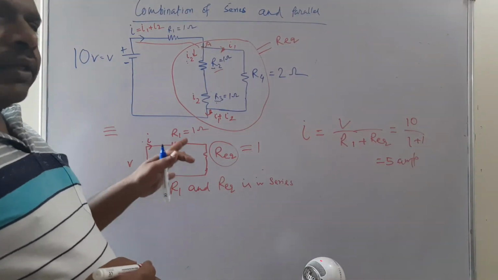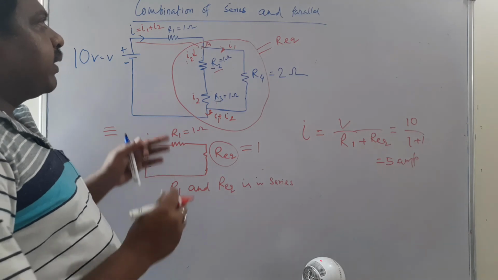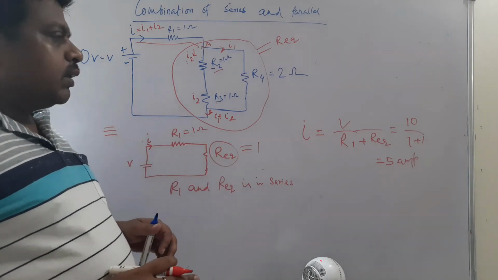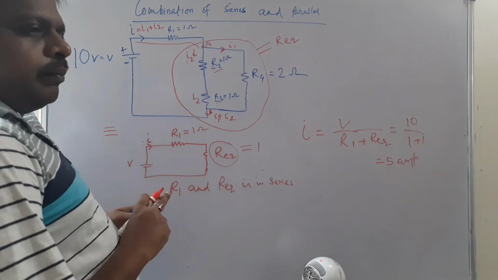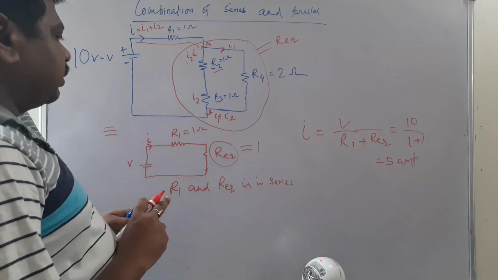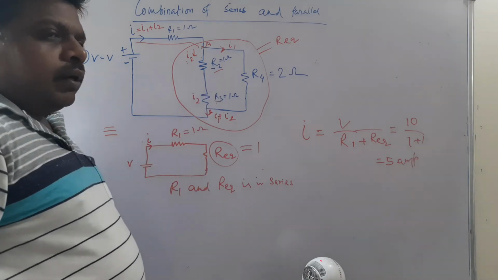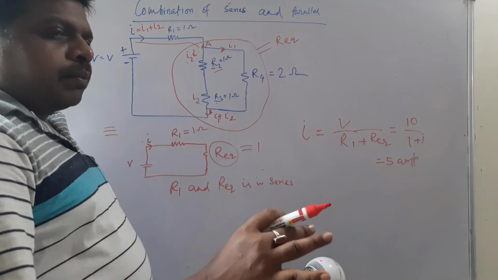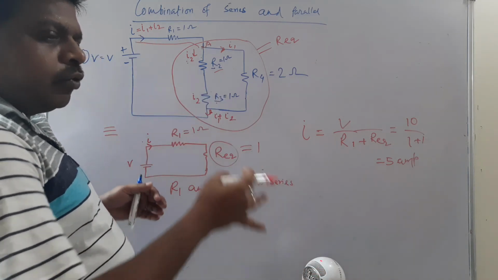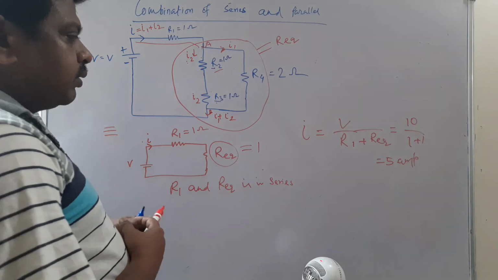I hope you have understood the difference between series and parallel. Series means the current will be same, right? Series means the current will be same, and parallel means the voltage will be same but the current will be divided into two parts.